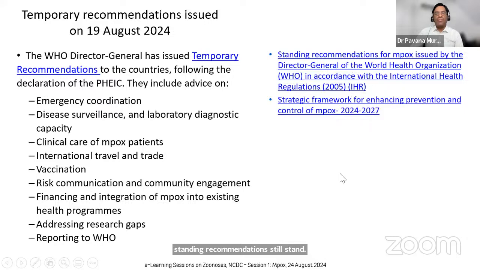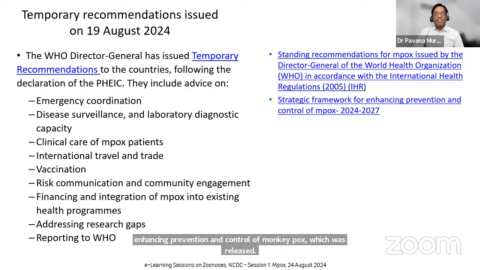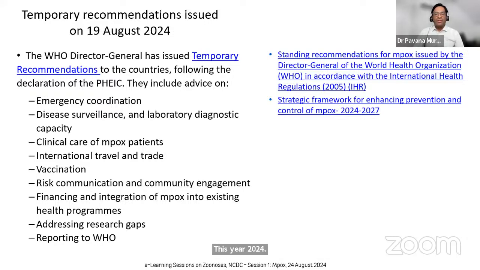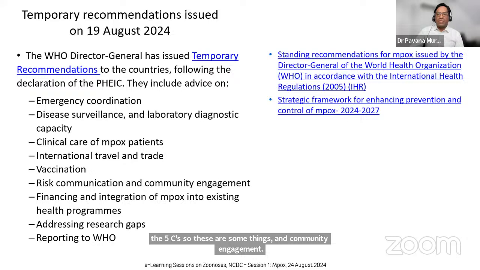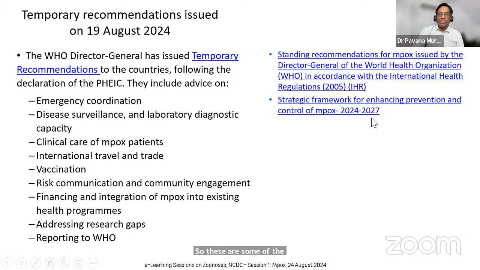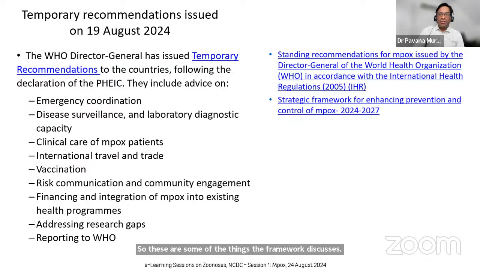It has been extended. We also have a strategic framework for enhancing prevention and control of monkeypox, which was released this year, 2024 to 2027. And it talks about coordination, clinical care, countermeasures, access to countermeasures. So the 5 C's, and communication and community engagement. So these are some of the things the framework discusses. I will not go into details about the framework. The links are available for downloading.